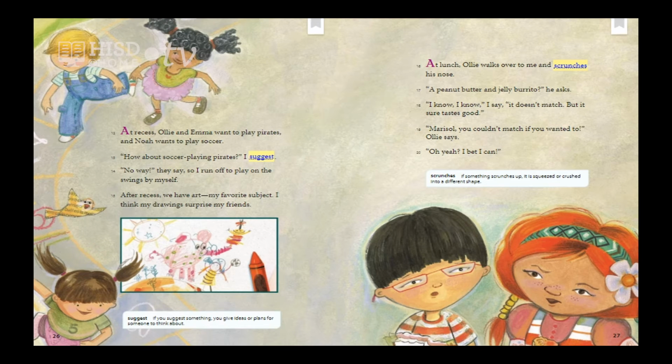At lunch, Ollie walks over to me and scrunches his nose. A peanut butter and jelly burrito, he asks. I know, I say. It doesn't match, but it sure tastes good. Marisol, you couldn't match if you wanted to, Ollie says. Oh, yeah? I bet I can.